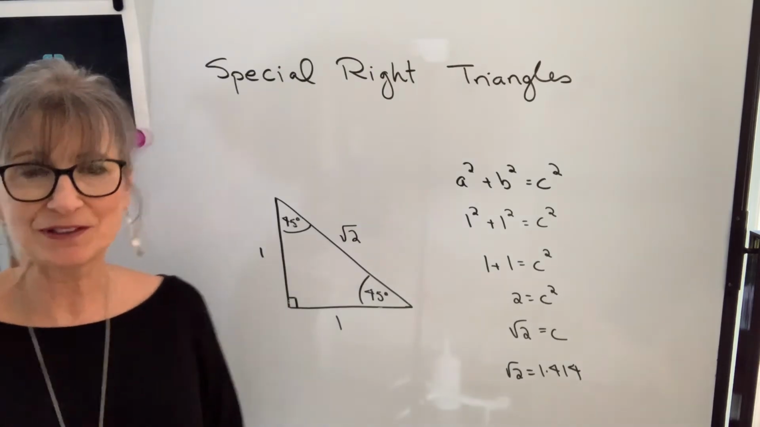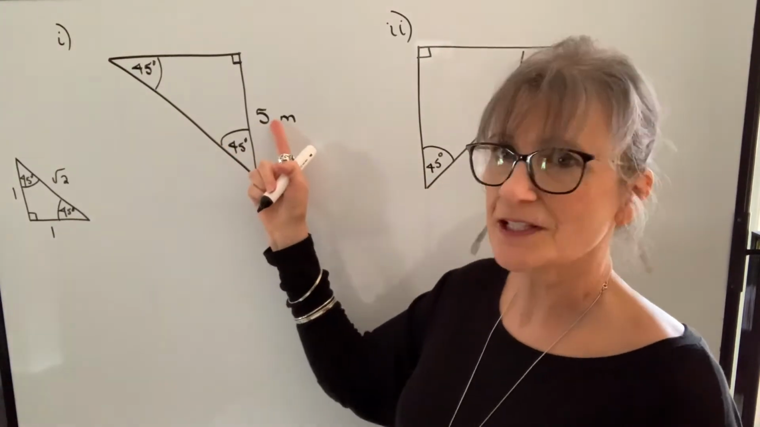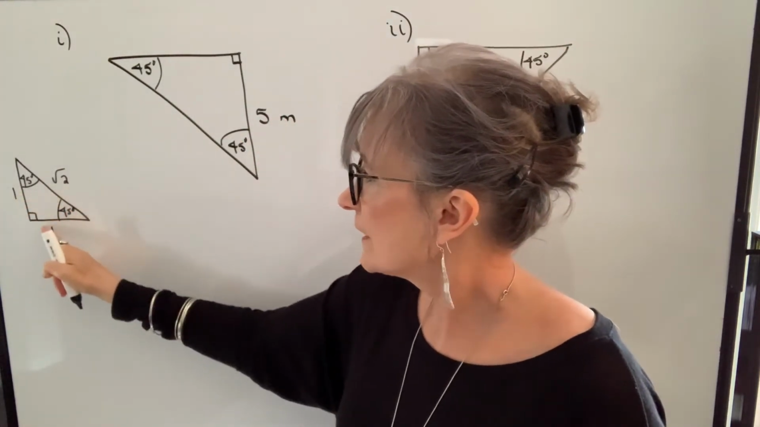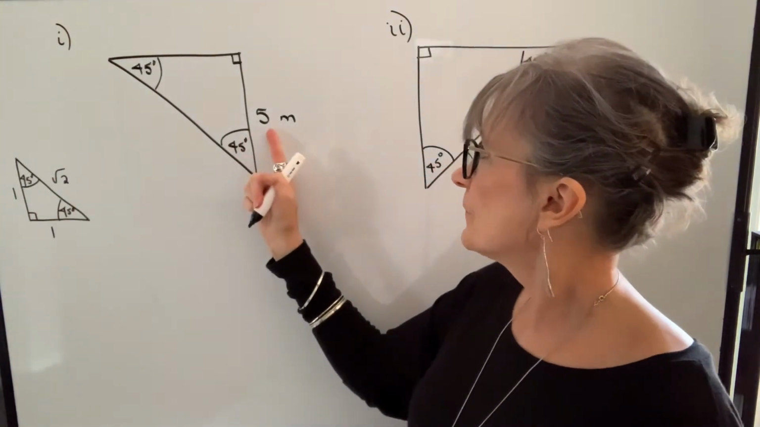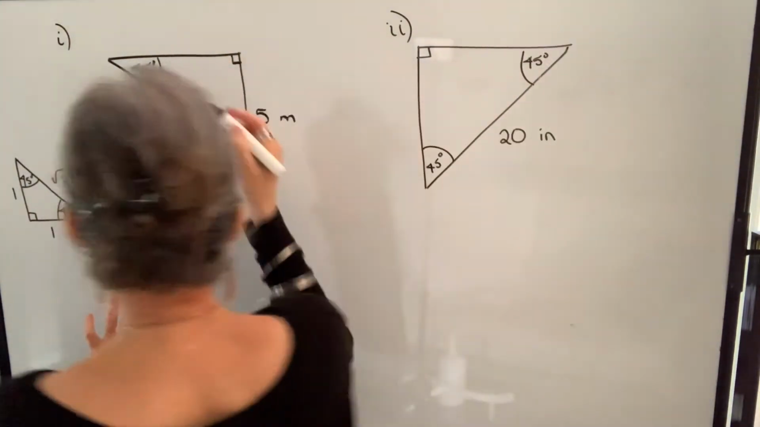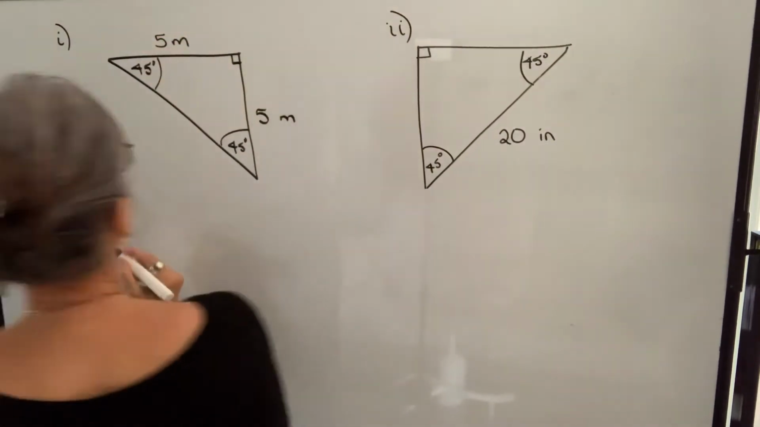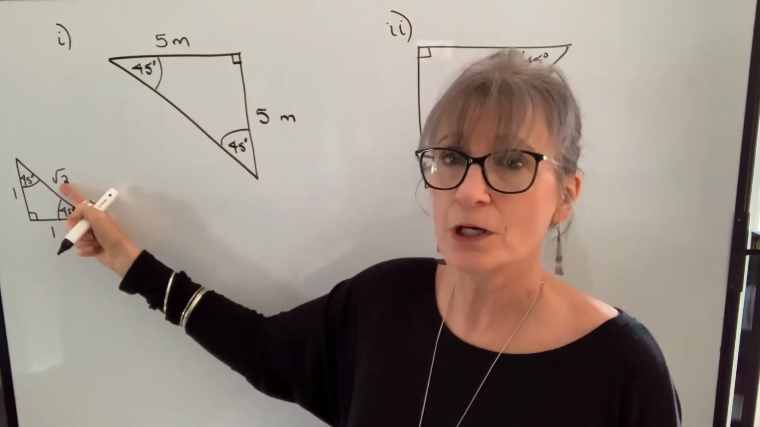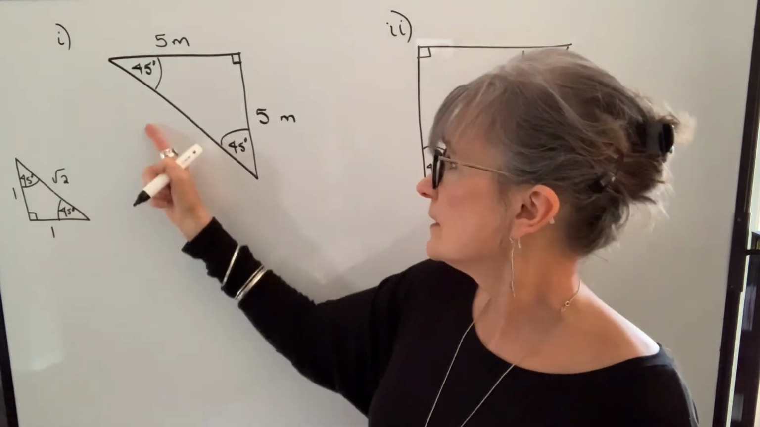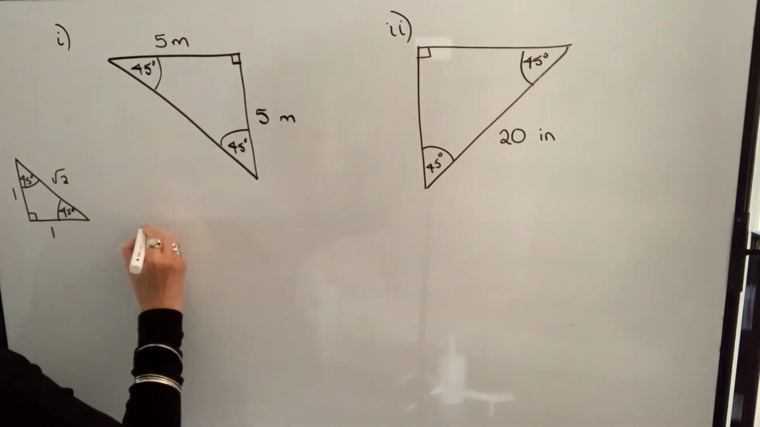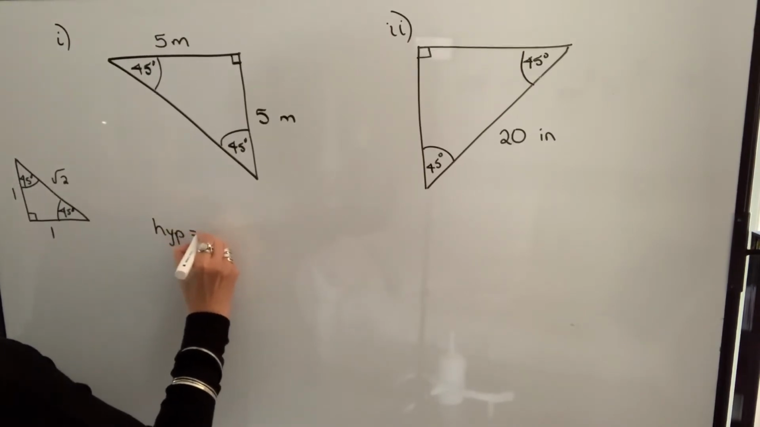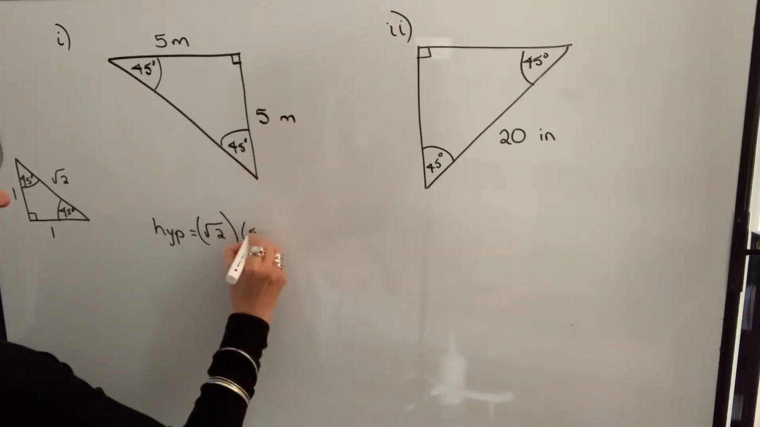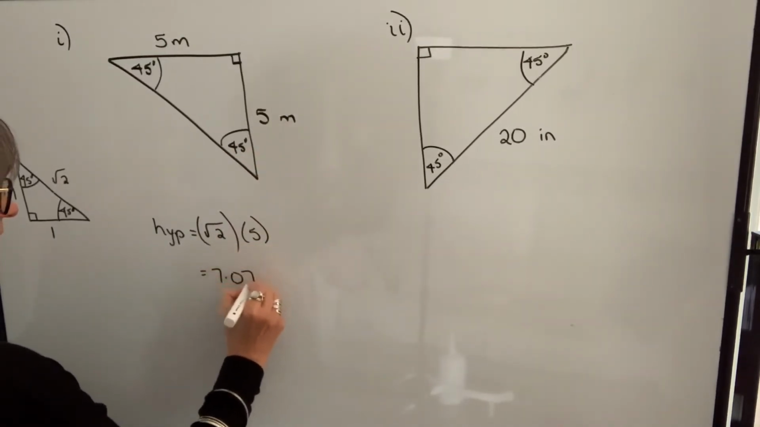Let's take a look at some examples. In our first example, we know this length, and we want to find the other two lengths. Well, we know that the two sides that form the right angle will be equal. So if this is 5 meters, then this is also 5 meters. We also know that the hypotenuse will be root 2, or 1.414 times longer than either of those sides. So in order to find the hypotenuse, I take root 2, or you can use the decimal value 1.414, and I multiply by that side of 5, and I get 7.071 meters.